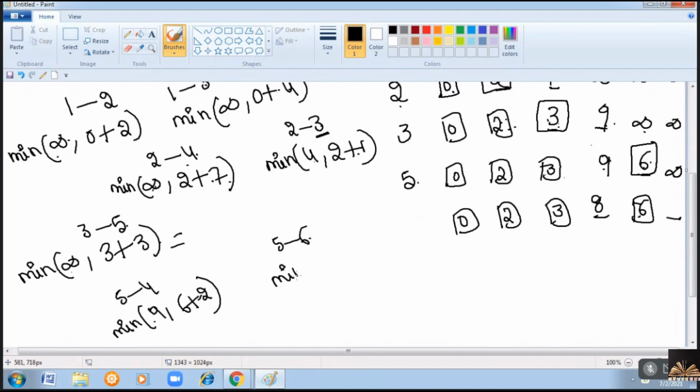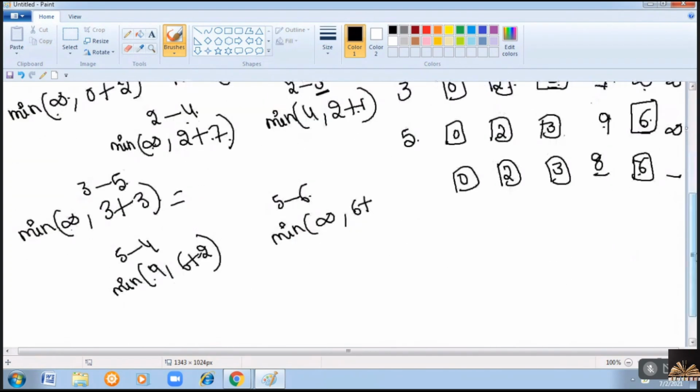Minimum of, what is the destination value for 6? It is infinity, comma, marked value is 6 plus 5 to 6 edge cost is 5. So it is infinity comma 11, which is 11. Among 8 and 11, which means minimum? 8 is minimum. 8 is with respect to the vertex 4. Right? Now create another row, copy all the marked values.